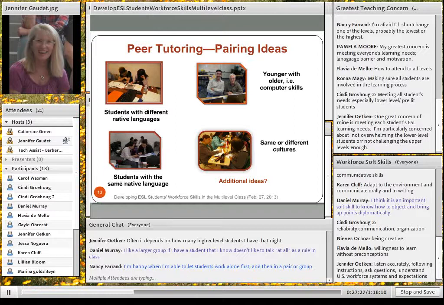A couple more people are typing. Okay. All right, and Nancy has an interesting point too, that she's happy when she's able to let students work alone first and then in a pair or a group. And again, that depends on the project or the lesson that you're doing.